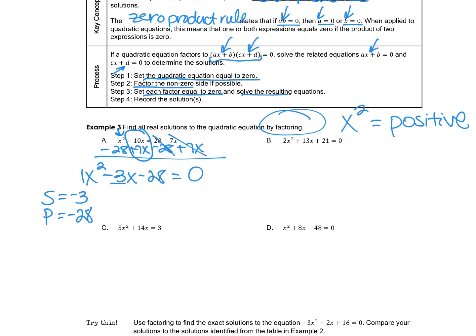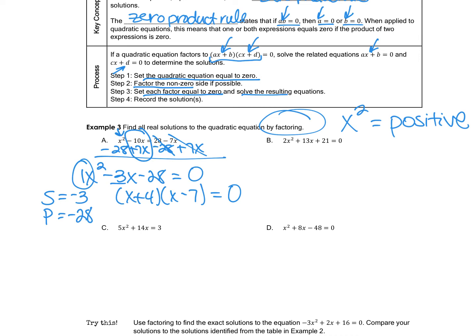So we want to find two numbers that add to negative 3 and multiply to negative 28. That would be a positive 4 and a negative 7. We don't have to use the swing method because that's a 1 in front, so you would just divide each one by 1. You would get the same exact thing.